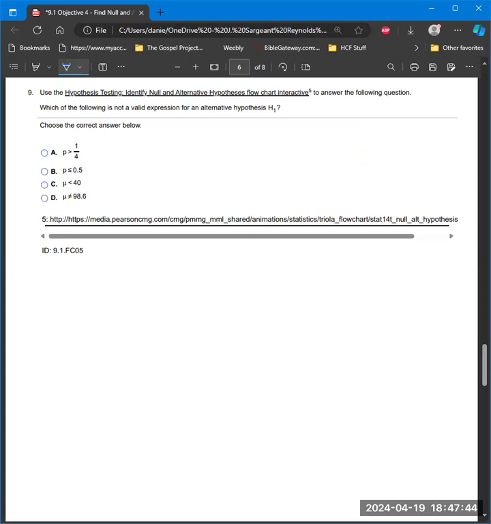So alternative hypothesis is never going to have a statement of equality in it. So B is the one that's incorrect because it's got an equal to sign in it. It's allowed to be strictly greater than, strictly less than, or not equal to, but it can't have an equal to sign in it for an alternative hypothesis.